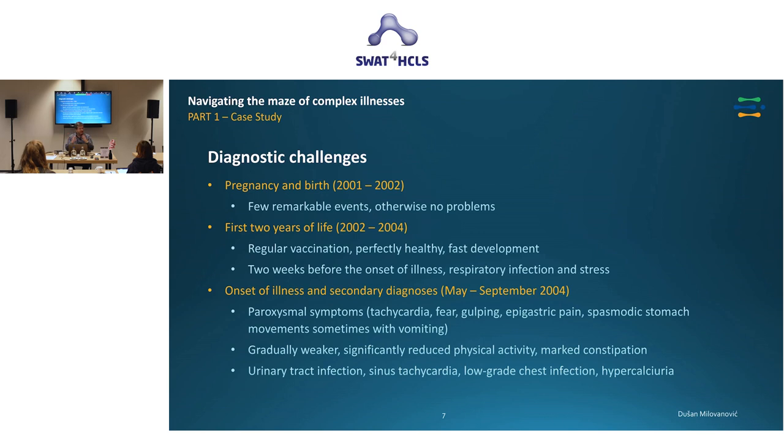So big change overnight. And then we go around and discover some urinary tract infection. Again, of course, sinus tachycardia was diagnosed, low-grade chest infection, hypercalciuria. So all these peripheral things that we didn't know were peripheral, but these were the first diagnoses.